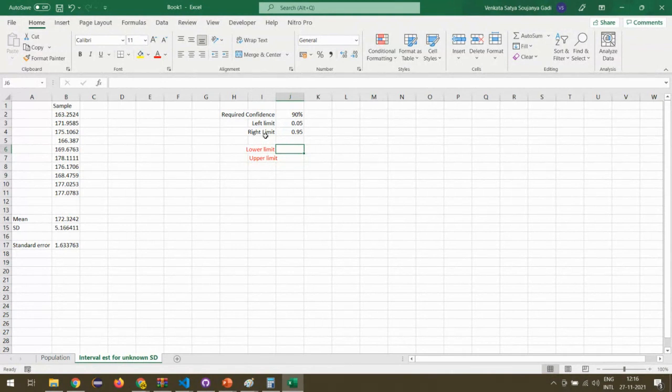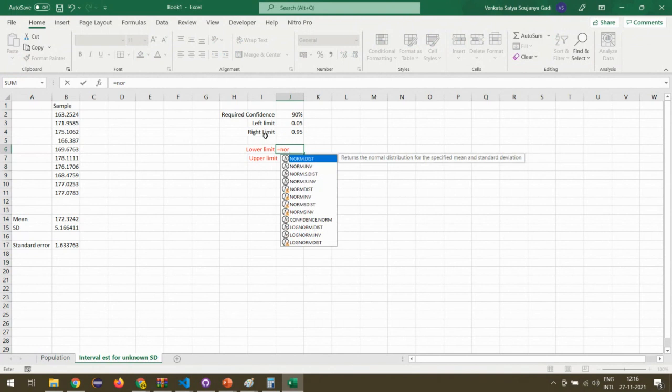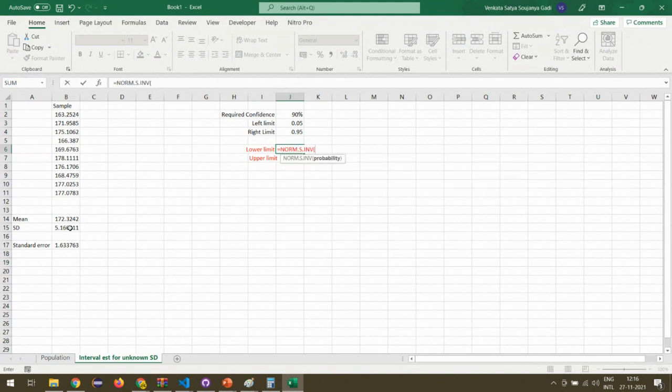So the lower limit is the inverse of the cumulative distribution function. So we use normal distribution inverse. If we take it here, it will allow us to take the mean and standard deviation. But let us do it with the Z, because using the Z score will be more convenient to then use the T. So I'll go with the standardized inverse. I have to give the probability. So the probability for the first one is 0.05, and the second one is, copy paste down.